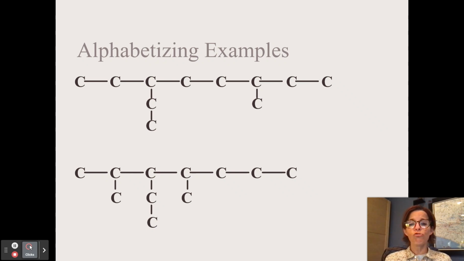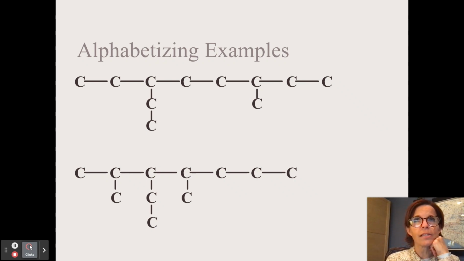Now there are two branches. I have to decide which way I'm going to count the carbons. So I could go 1, 2, 3, and there's a branch off of the 3. Or I could go 1, 2, 3, and there's a branch off of this 3, 2. I will never give you one that could be reversed like this, so don't worry about that. Let's assume that we're counting from the left. So 1, 2, 3, 4, 5, 6. Now we have an ethyl group and we have a methyl group.